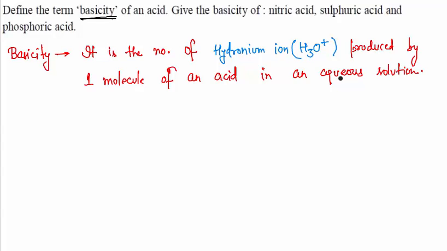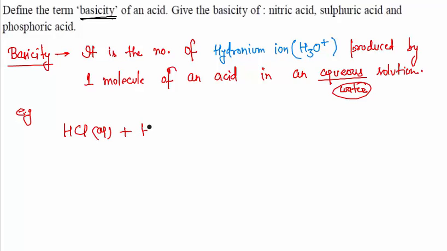I think you know this aqueous solution. That basically means water. When you put one molecule of an acid in water, the number of hydrogen ions produced will be the basicity of that particular acid. I'm just explaining this definition with the help of one example, that is HCl. Let's take an easy example, HCl aqueous.